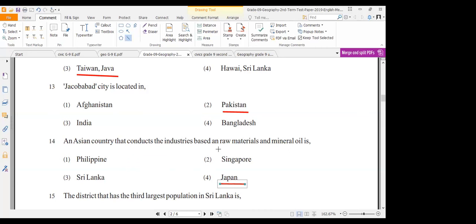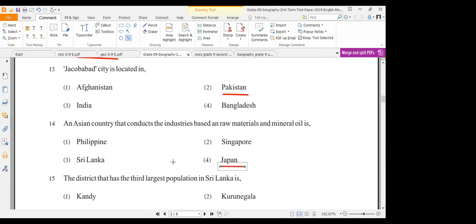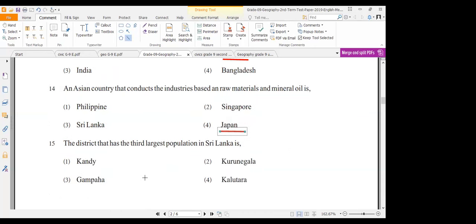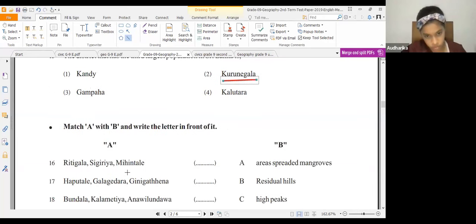Right, Japan, the answer is correct. The district that has the third largest population in Sri Lanka. Kurunegala, yes. Highest population in which district? Colombo, yes. Second highest? Gampaha, yes.